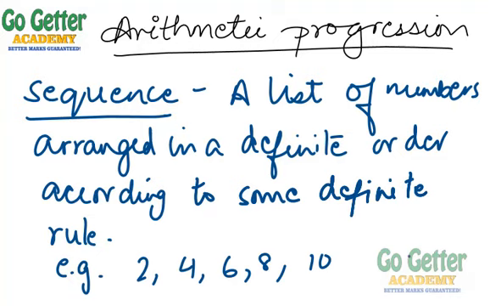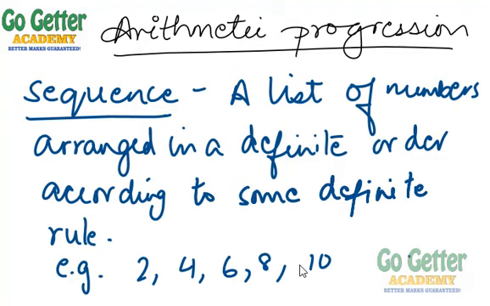Arithmetic progression. So here first we are going to understand what is the meaning of sequence. Now what is a sequence? Sequence is a list of numbers which are arranged in a definite order according to some definite rule. Example: 2, 4, 6, 8, 10. What is the order there? They are all even numbers. What is the rule? We have to skip one number or we have to write only the even numbers. So this is a sequence.